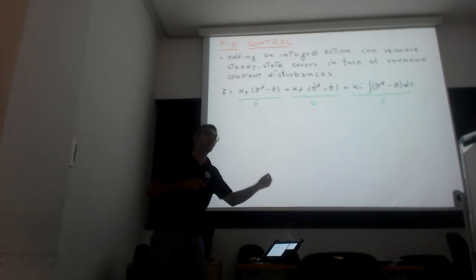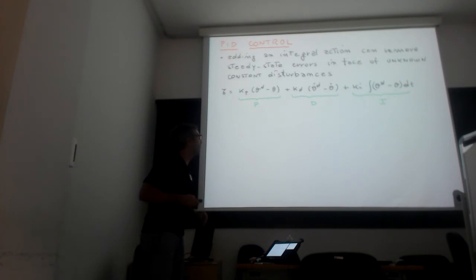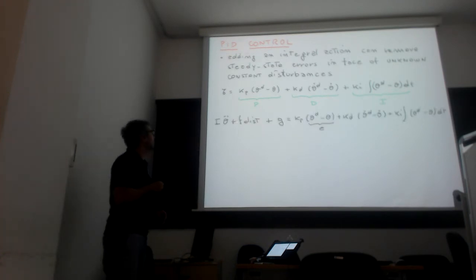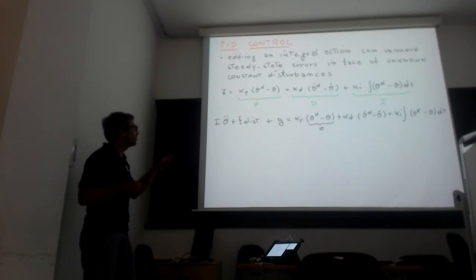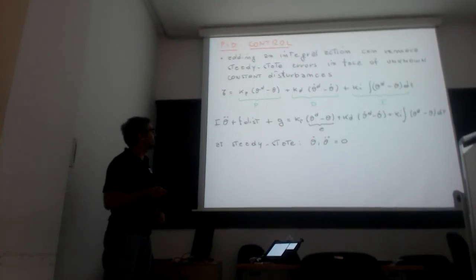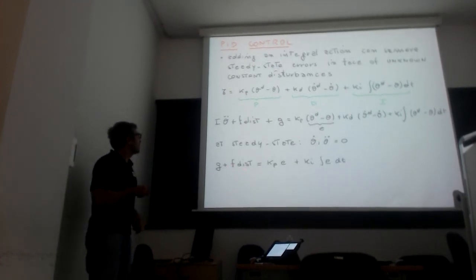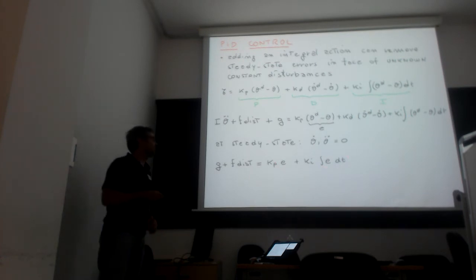Then it will happen that we overshoot. So it's always good to keep this term very small with respect to the other two to avoid this problem. And if we have our dynamics with a constant disturbance plus gravity, so two different disturbances, we see that at steady state, if you apply this control law here, we have acceleration and velocity equal to zero. So we have g plus disturbance force equal to kp e, the error, plus ki, the integral of the error.